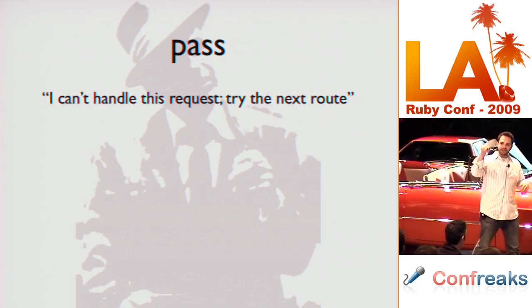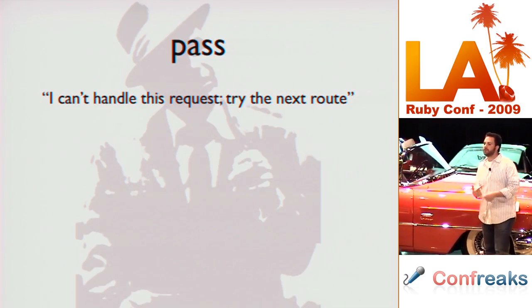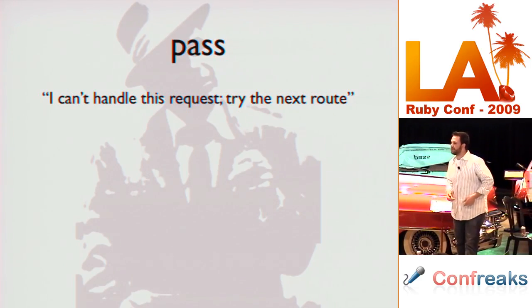But what that does is it'll pass down to the next route. So then the next route will get hit, and it'll go through all the motions all over again for that one and continue on down the chain.